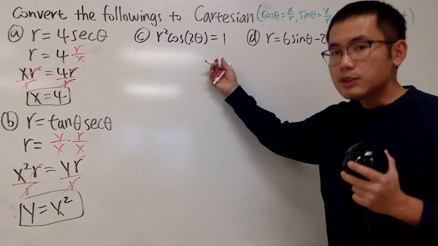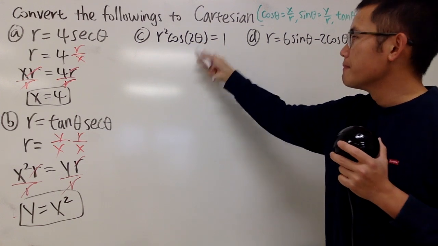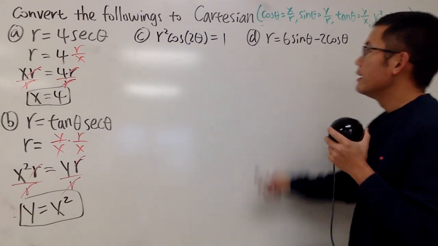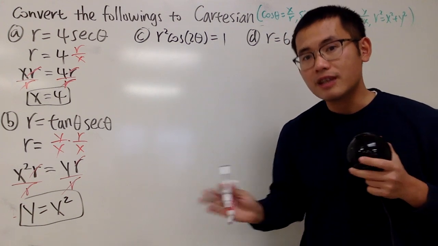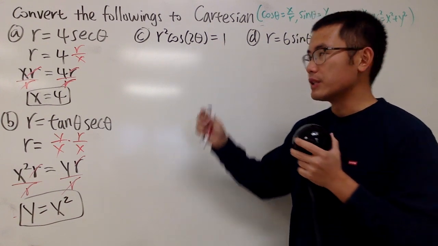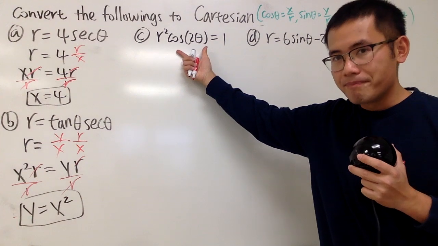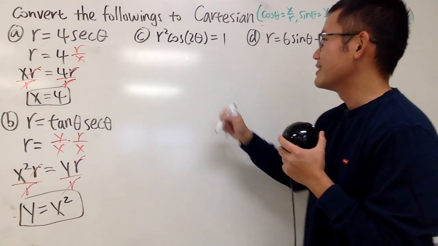Okay, for this one, notice how we have r squared times cosine of 2 theta. This is cosine of 2 theta. But we only have cosine theta, sine theta, right? Don't worry, because we have the double angle identity for cosine. And we have 3 versions for the double angle identity for cosine 2 theta. Well, this is the version I'm going to use. It's going to work out really nicely.